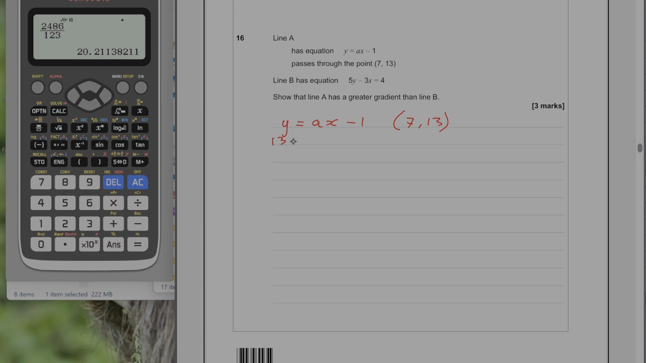So 13 is equal to 7a minus 1. So 14 is equal to 7a, so 2 is equal to a. So line A has gradient 2.